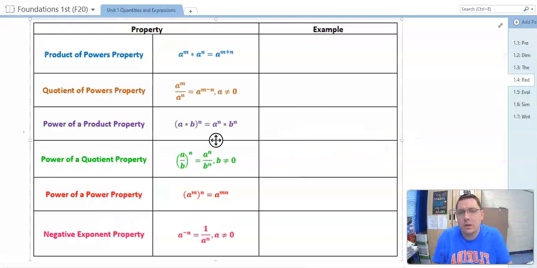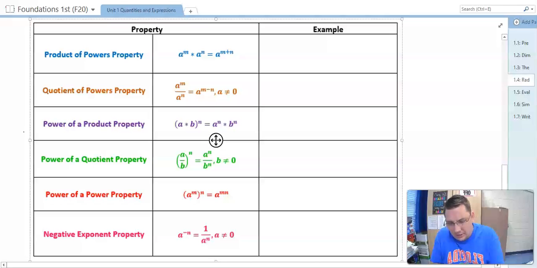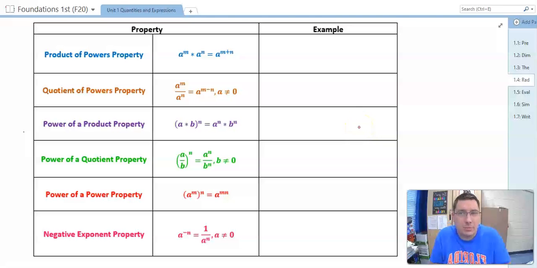Okay. So we're going to review some properties here. These properties are ones that you should have looked at in 8th grade math, but we're going to just check them out here and talk about their properties. So the product of power properties says this, that if I have the product of two bases that are the same, I'm going to do what with these powers? I'm going to add them.